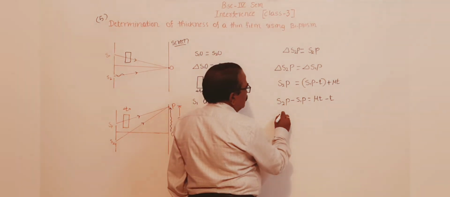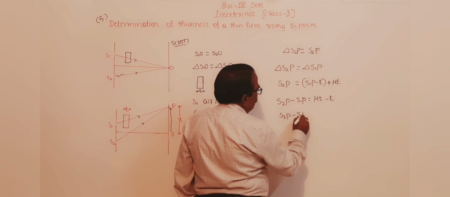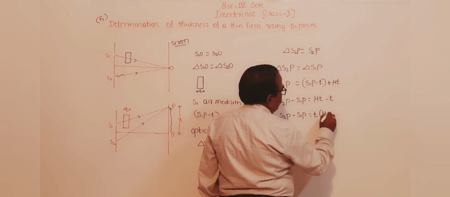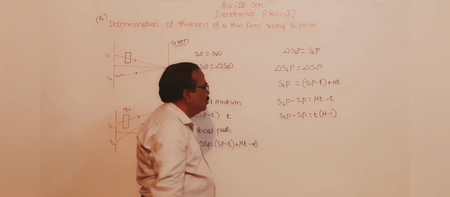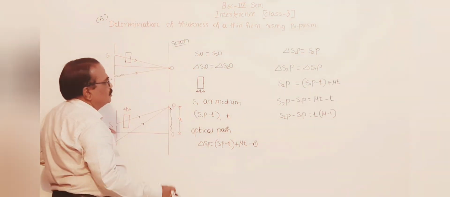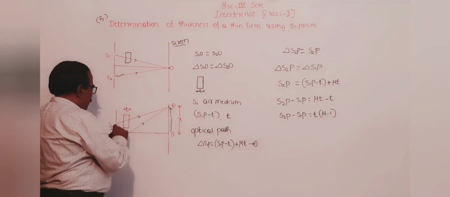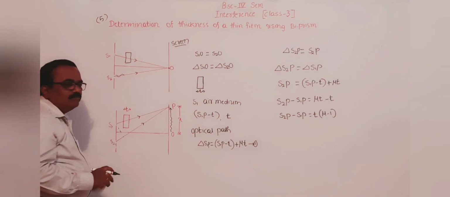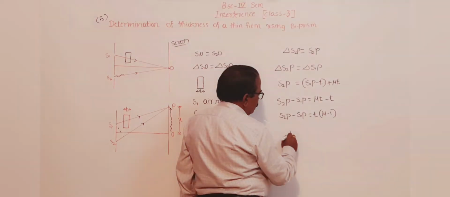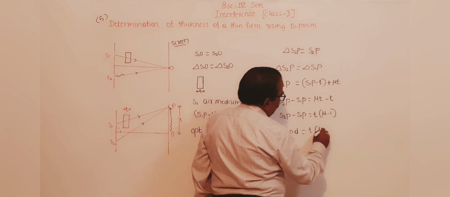Or S2P minus S1P, you take that T outside, inside the bracket mu minus 1. What is this S2P minus S1P? S2P minus S1P is the path difference traveled by the two waves. That is, the path difference is equal to T into mu minus 1.